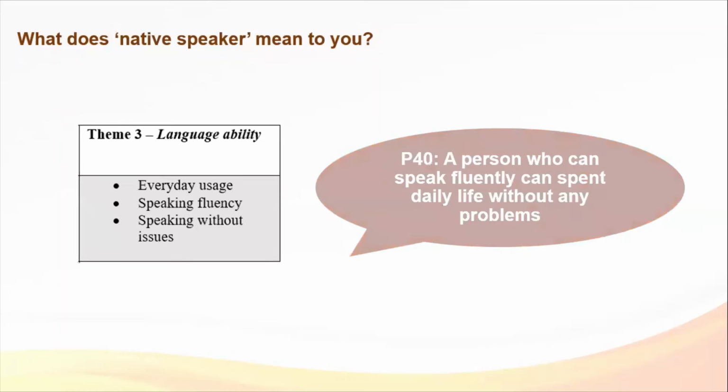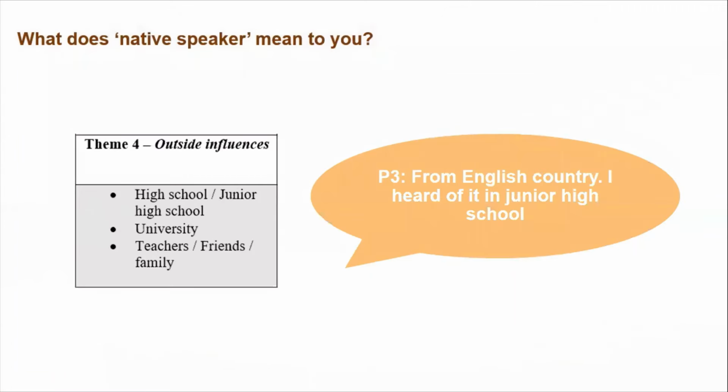Theme 3. Participant 40. A person who can speak fluently can speak daily life without any problems. So this shows, yeah, it's more about ability, if you can use a language, not necessarily about English or Japanese. Participant 3. Native speaker from English country. I heard it in junior high school. So this is something they've been taught. They learnt this in school, that a native speaker is from an English country.